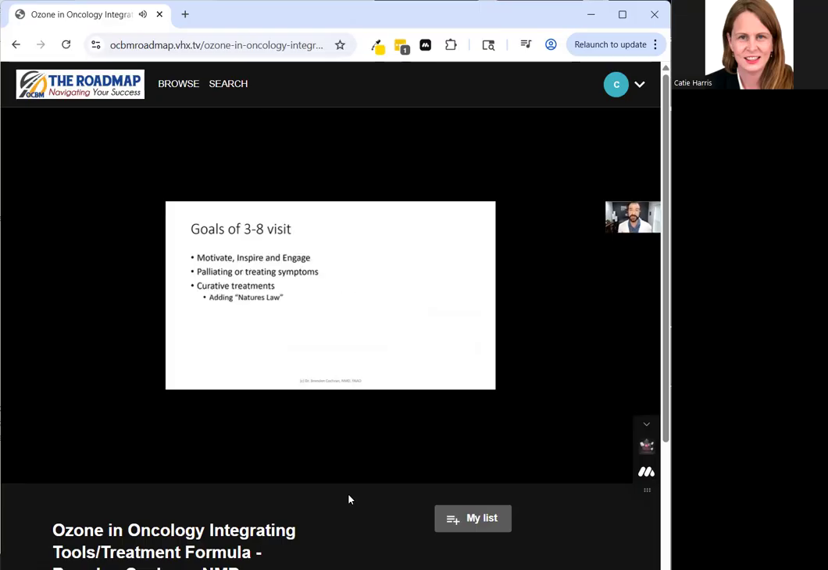Visits 3 through 8. Now I kind of clumped these together because in essence here, your job is a game. It's literally, how do I hold the patient so they don't go somewhere else, get off track, or get bored with the treatment that you're giving them? And in order to do that, you have to be incredibly good at motivating, inspiring, and engaging or empowering the patient.